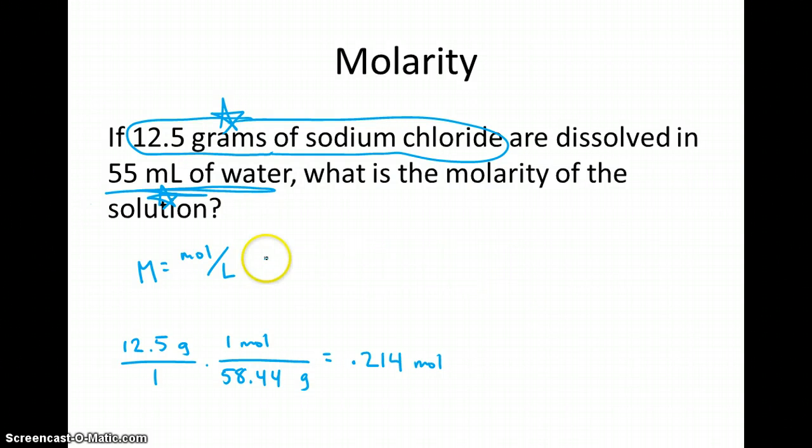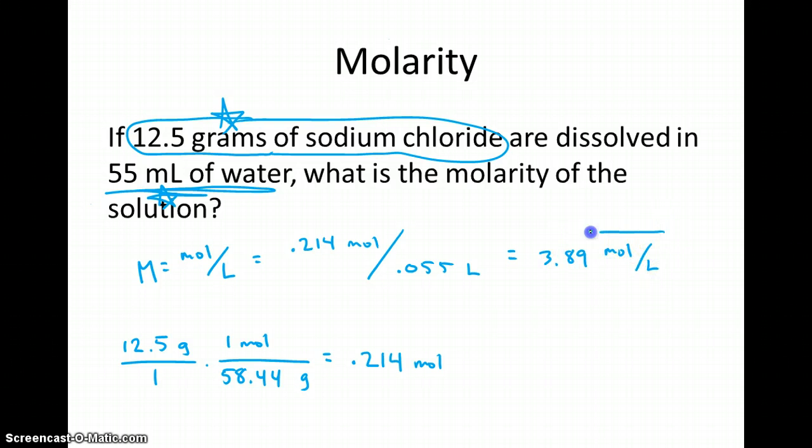So in my final calculation, I can say, okay, I know how many moles of sodium chloride are used, and I know how many liters of water. If I do that calculation, that comes out to be a molarity of 3.89. Unit, moles per liter. In other words, 3.89 moles of sodium chloride are dissolved in every liter of water.